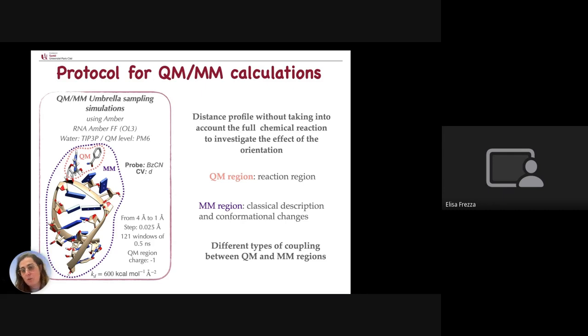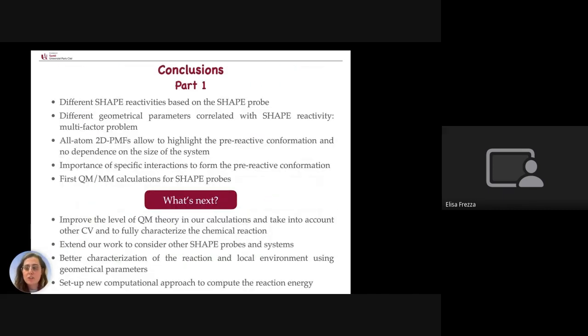And I also want to remind you that in this kind of simulations, we have different types of coupling that can occur with QM and MM regions that are quite crucial in our computations. In this part, I hope that I showed you that different shape reactions and reactivities can take place. Different geometrical parameters can correlate to shape reactivity, so it's a multifactor problem.